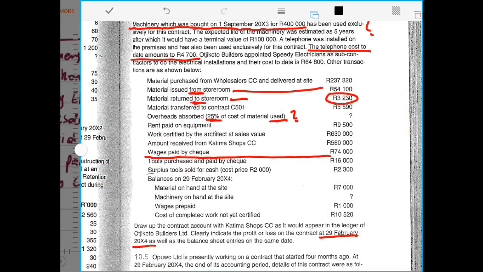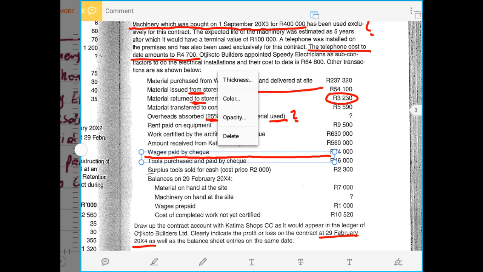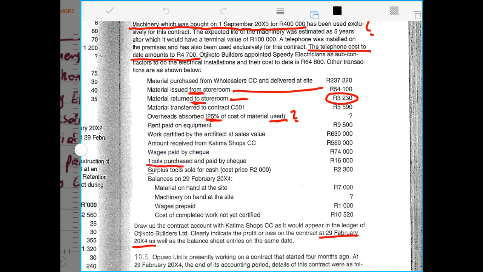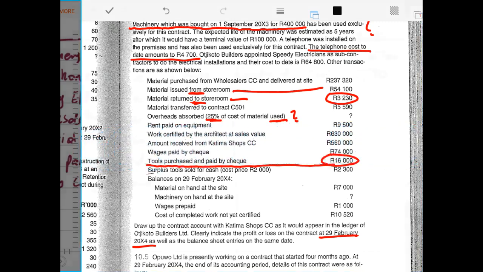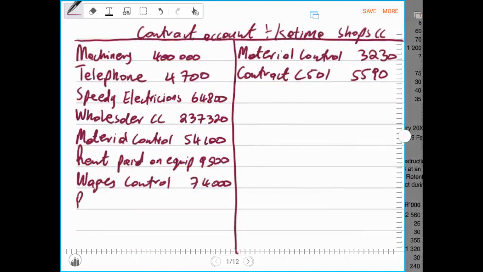Then after, we have another entry where it says tools purchased and paid by check, 16,000 rands. So now we bought tools, and these tools amounted to 16,000 rands. Remember, the tools are bought for this contract. So now we have to say bank because we know that these tools were bought for cash. Then after, in brackets, we always write things in detail. Tools purchased. When it comes to contracts, we write things in detail, and that will be 16,000 rands.